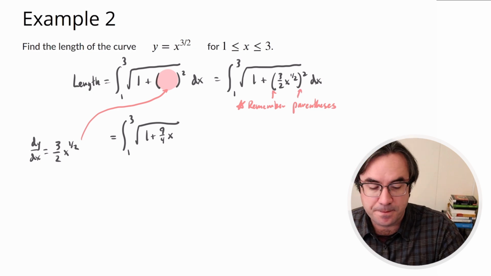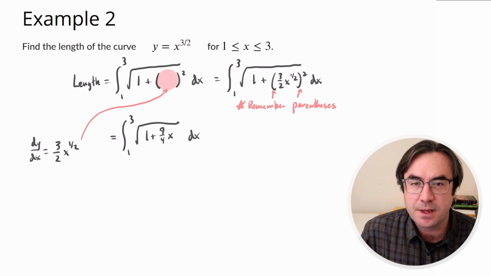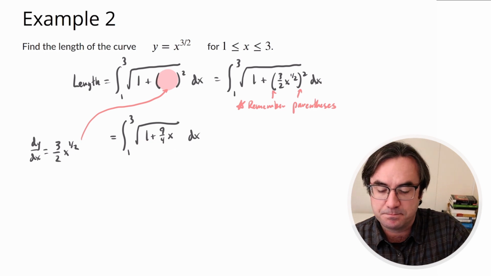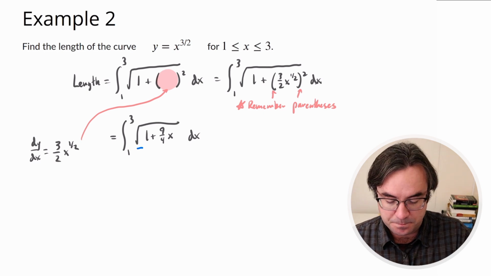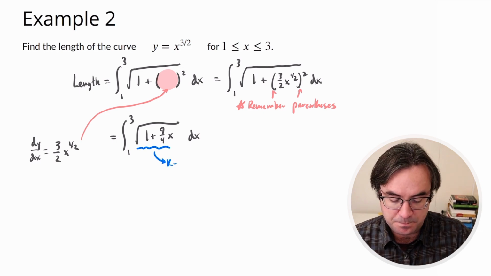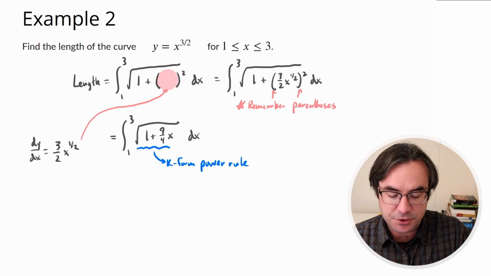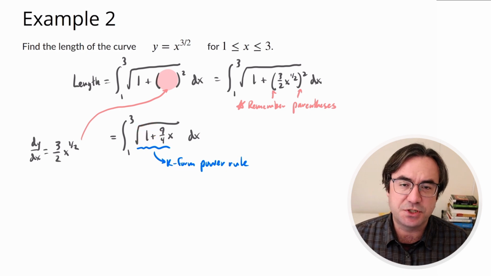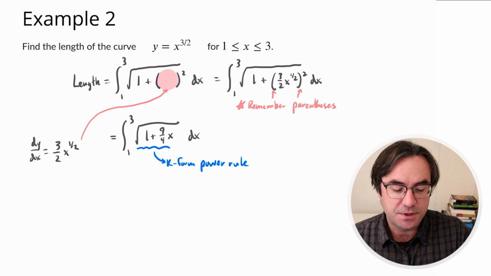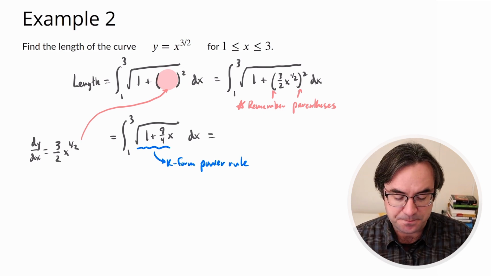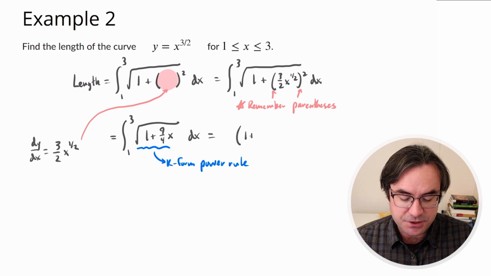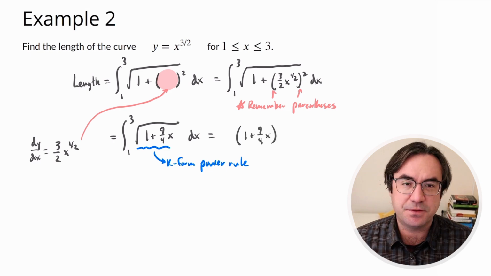All right, so now we have this integral to do, and this is just a K-form power rule. So it's a power function, and it's just a constant k times x plus another constant. So this isn't too bad to actually get the antiderivative of. So when we go to do the antiderivative, we keep what's inside the square root or inside the parentheses. So keep it the same.